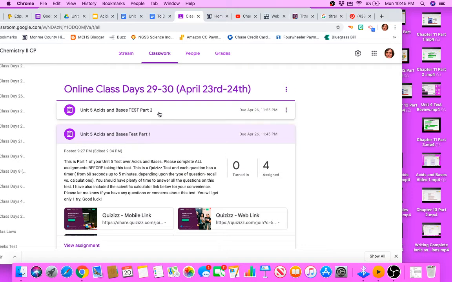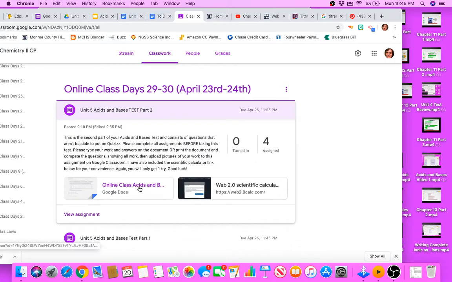And then the test part 2 is a Google Doc. When you click on that, it's going to make your own copy for you. You have 2 choices, just like we did on the last exam. You can type your answers, your work, and your answers in and submit this document, or you can print this document off. You can work it out on the paper and then take pictures and upload those to this assignment on Google Classroom. And that's going to be your second part.